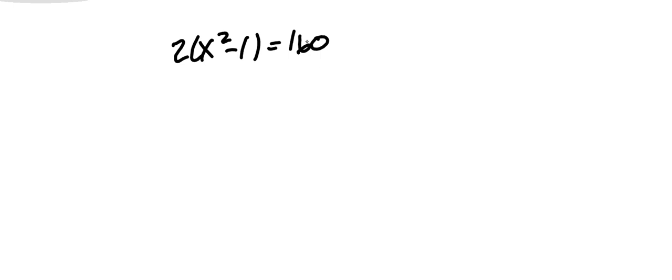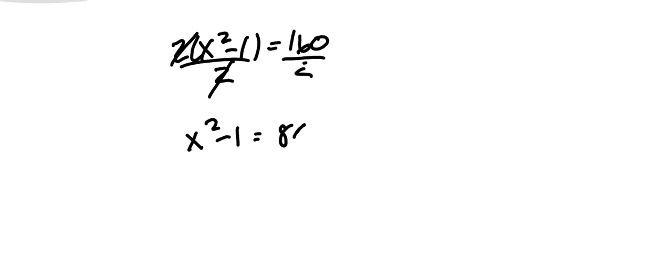So there's multiple things we could do, but I do want you to notice that since we're multiplying a quantity by 2, and we also have a quantity on the other side divisible by 2, we could divide both by 2 and isolate this thing in parentheses. So x squared minus 1 is equal to 80.